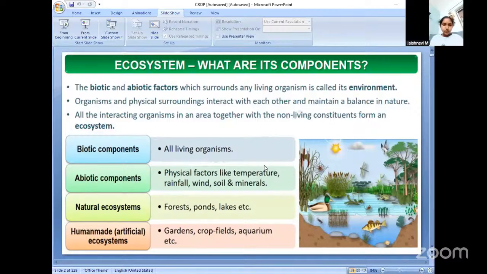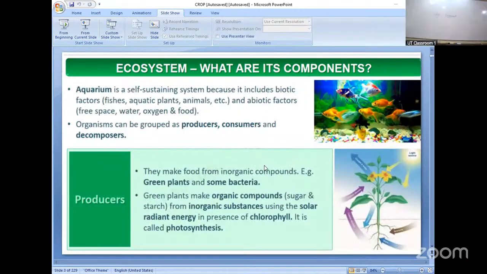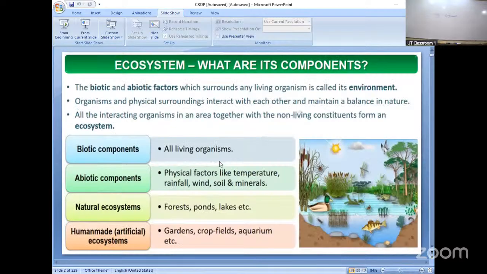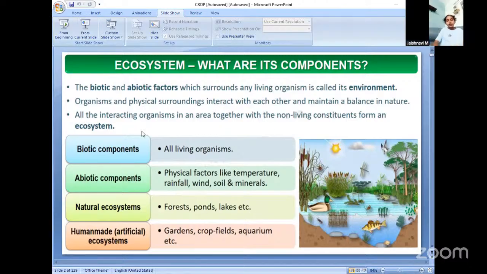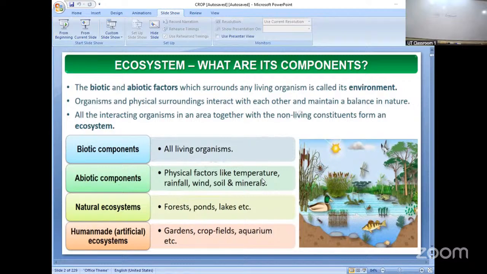What can you see now? Ma'am, ecosystem, what are its components? Now it's visible, right? Yes, ma'am. Okay. So you have understood this, the biotic components? Yes, ma'am. Okay.